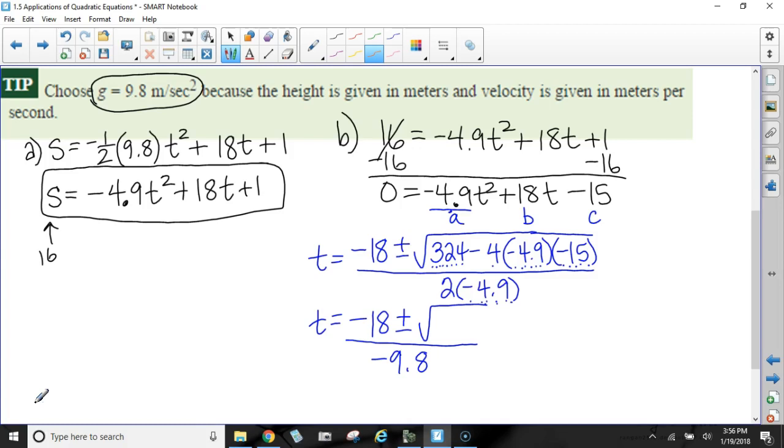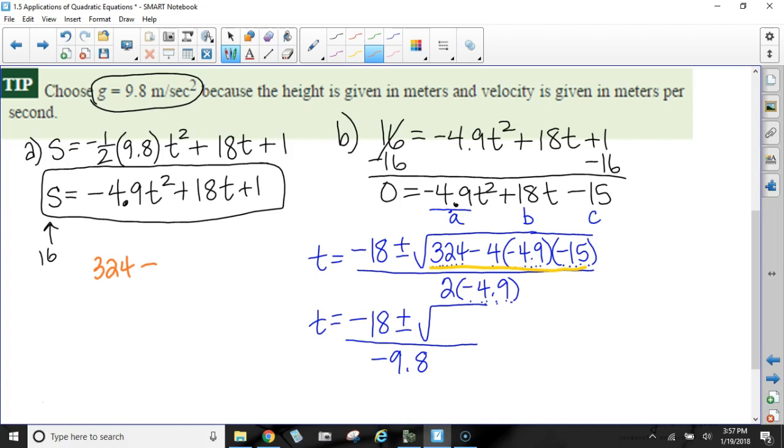Our next item of business is to figure out what 324 minus 4 times negative 4.9 times negative 15 will be. Coming over to the side of my paper, I have 324, and then minus negative times a negative. So those three negatives together, I'm still going to be subtracting from that the product of 4 and 4.9 and 15.